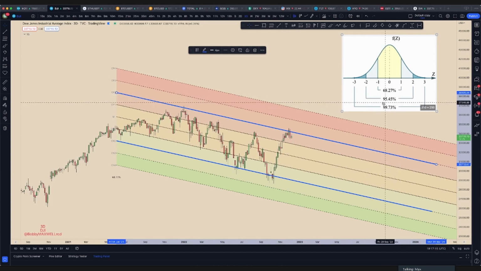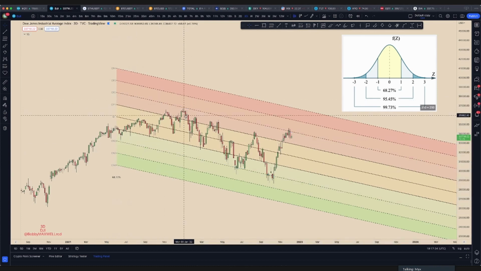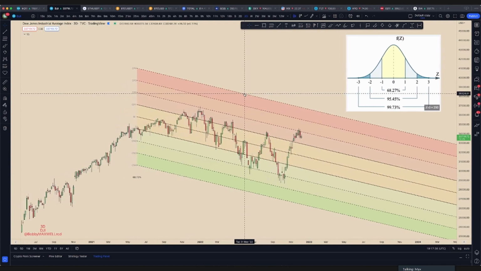95.45% of the time, we get mean reversion when we go outside of this line. It has a 95.45% hit rate when we deviate outside of this blue channel that I've manually drawn here, outside of CP2 and CN2. It's just math. There's really no need to overcomplicate things, not even in the slightest.